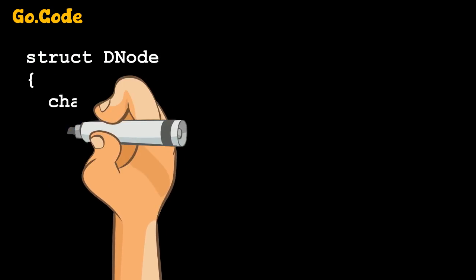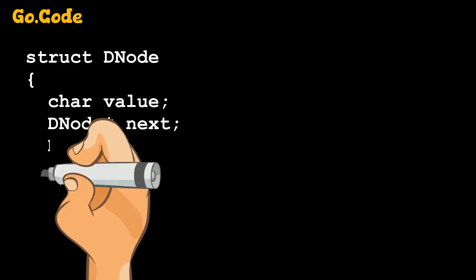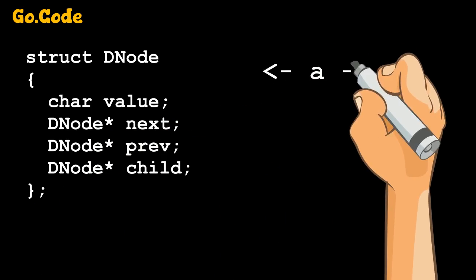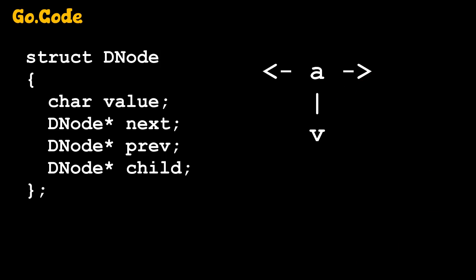Sure. Today we'll have a special type of double linked list, such that it has 3 pointers. A pointer pointing to the next element, a pointer pointing to the previous element, and a pointer pointing to a child element.